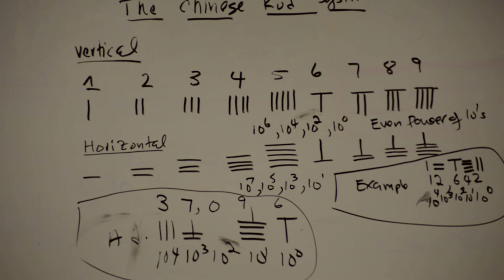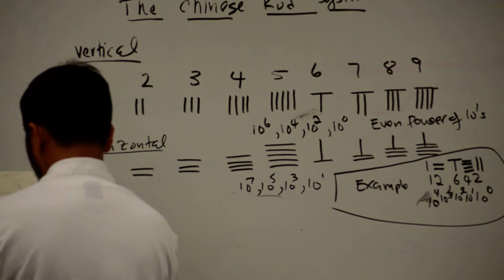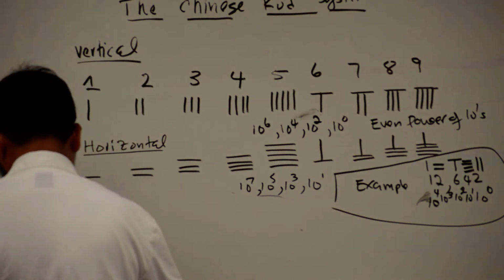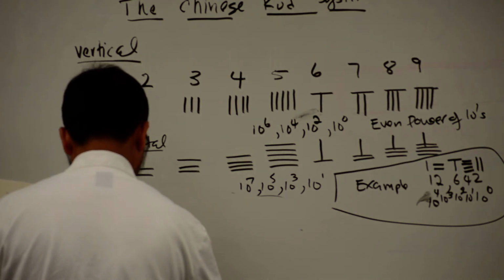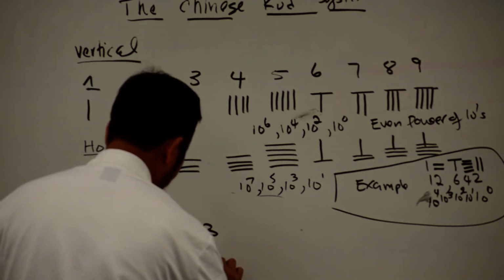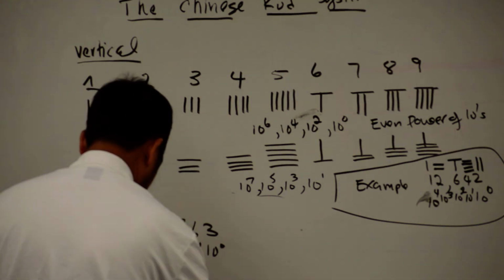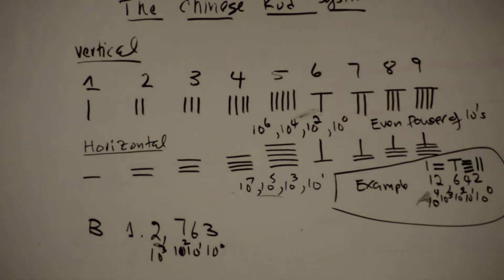Okay, let's try B. B1: you have 2,763. You go back to place value, so 10 to the 0, 10 to the first, 10 to the second, 10 to the third. The 2,000 is in the 1,000 place, right? Based on the two arrangements for the Chinese rod system, we can write this number in the Chinese rod system.